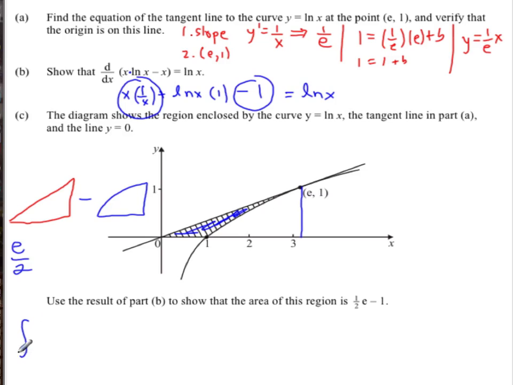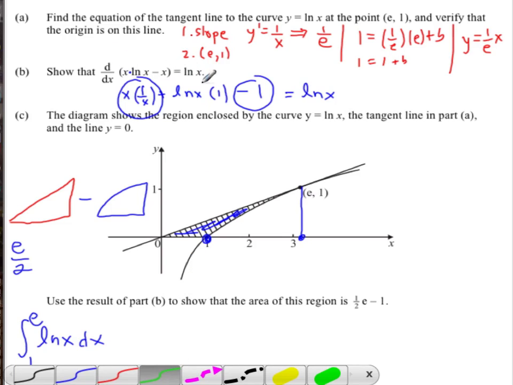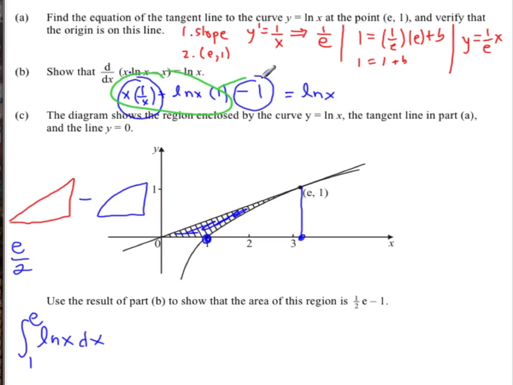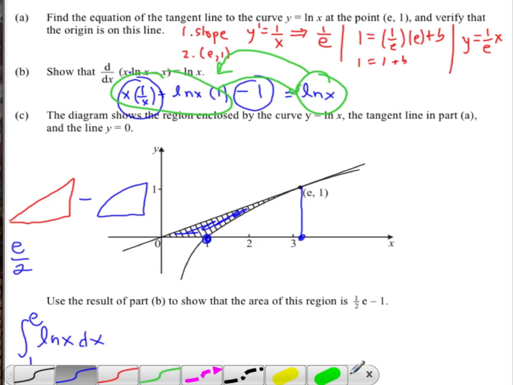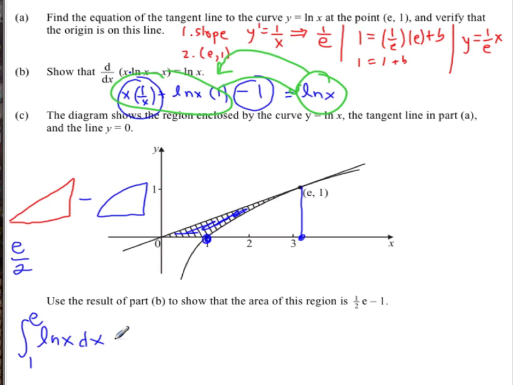So the area of the curved piece is the integral from 1 to e of ln x dx. Now, you do not know the integral of ln x. It is not in your formula booklet, but the way the IB does this is it did that in part B. If the derivative of this is ln x, that means the integral of ln x is this. That's how they do that. That's a little bit of a trick, but just make sure you pay attention to the previous parts.